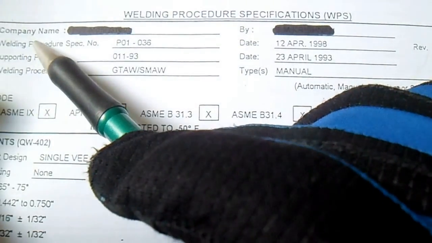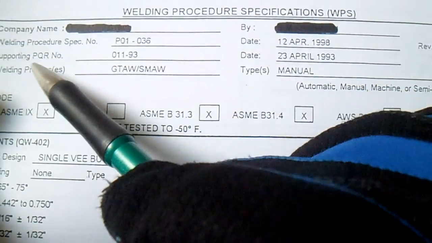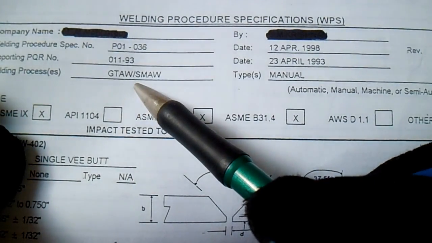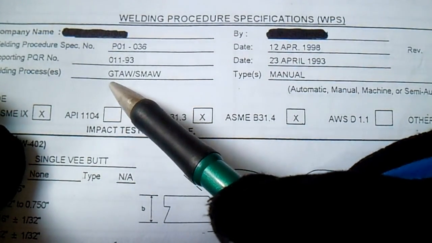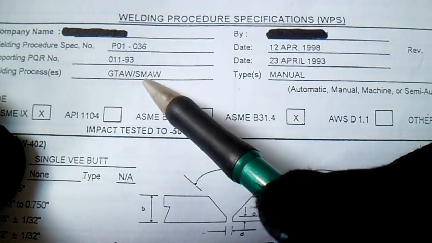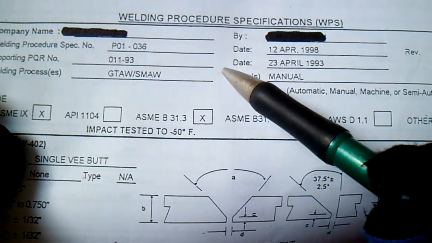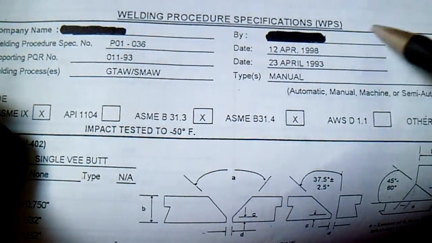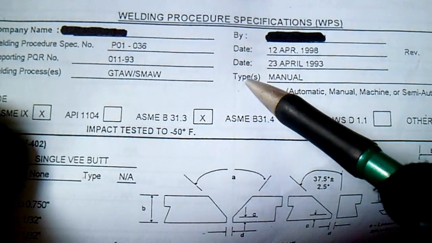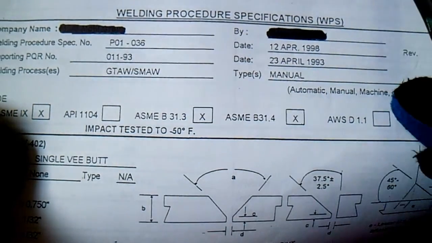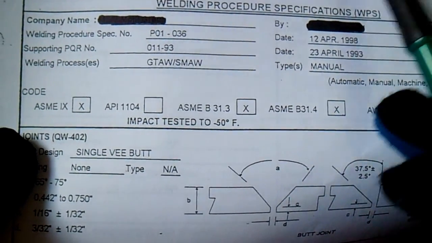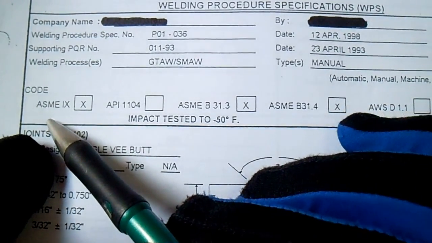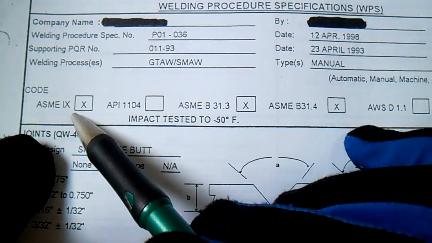we have company name, welding procedure, supporting PQR, welding process, GTAW and SMAW. So GTAW is gas tungsten arc welding and SMAW is shielded metal arc welding. Okay. They have the type as manual. Okay. And what code? So this is the code, so we have code ASME 9.